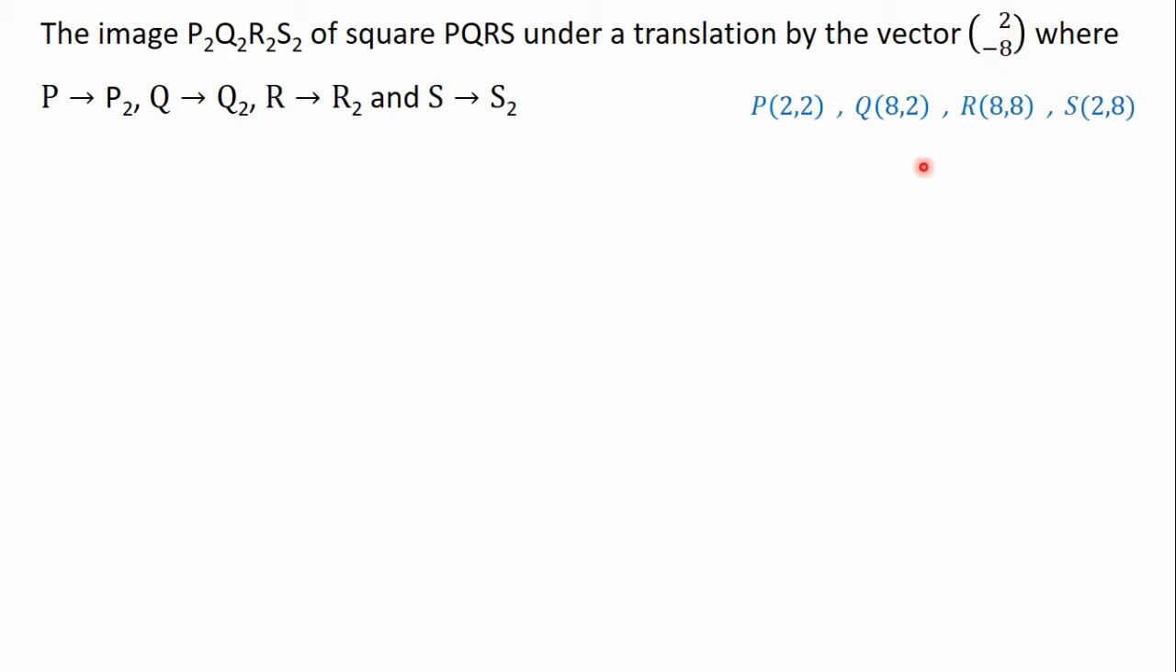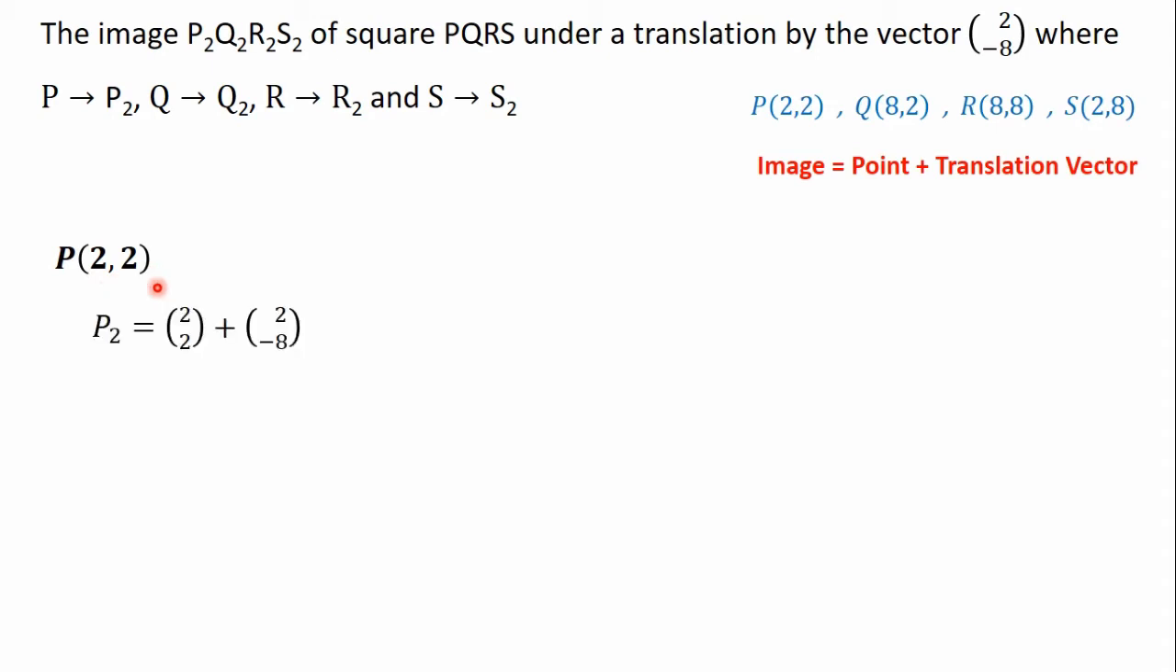In the video on translation of a point in the XY plane, we learned that when a point is translated in the XY plane, to get the image, we will add the point to the translation vector. Let's start with point P. Point P has the coordinates 2, 2. The image of point P, which is P2, will be equal to the point 2, 2 plus the translation vector 2 minus 8. 2 plus 2 will give us 4. 2 plus minus 8 will give us minus 6. So point P with coordinates 2, 2 will give us P2 with coordinates 4 minus 6.